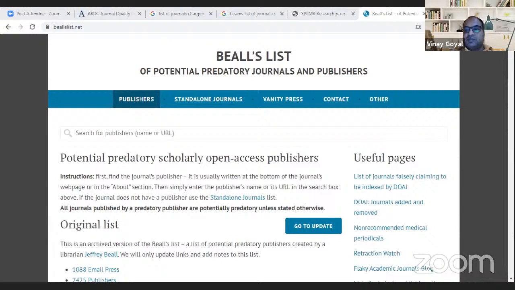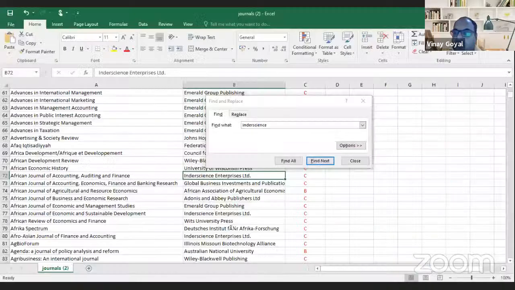If you are a new researcher, in the stage of writing a research paper for the first time, and you are trying to publish for the first time, but not in a category journal, then the best source to start is what I have written here in my Excel sheet. I hope you are able to see my Excel sheet. Yes. I have written here InderScience. There are many InderScience journals which are category journals.